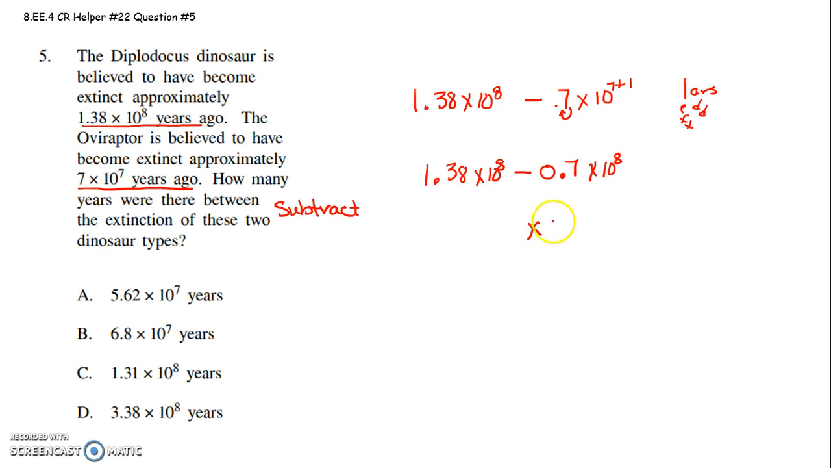So our answer is going to be something times 10 to the 8th power. 1.38 minus 0.70. 8 minus 0 is 8. Borrow from this 1, it becomes a 0. This becomes a 13. 13 minus 7 is 6. Drag down that decimal point and we have 0 here. So this is 0.68. Here's the deal.